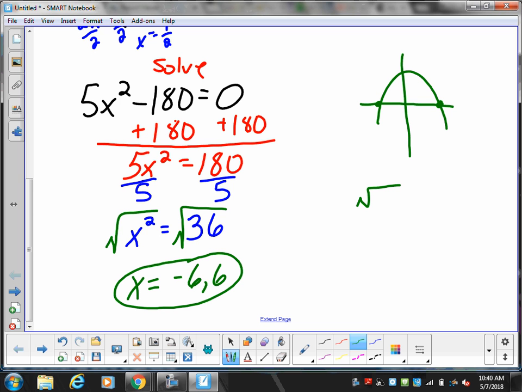So that is the setup. Why did we use this? Because we were missing that x term in the middle. If you're missing that x term, then you can solve it this direction. It makes it a little bit easier.